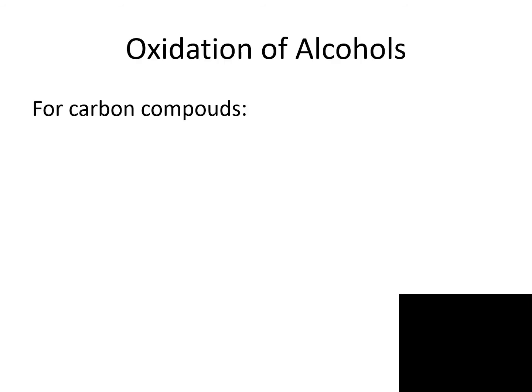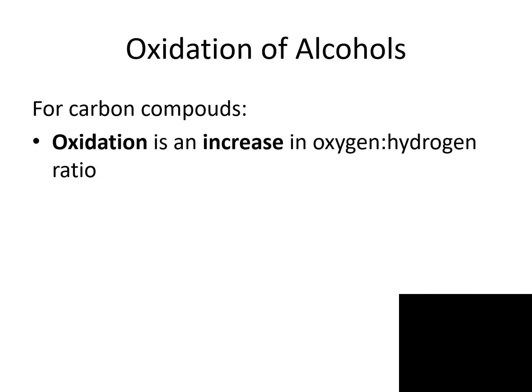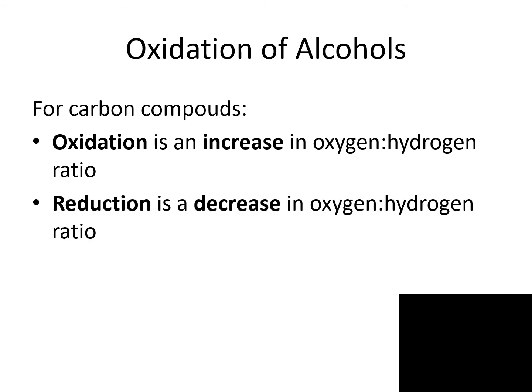Okay. So, oxidation of alcohols then. This is where we start to use our aldehydes and ketones. So, we need to know that the oxidation is an increase in the oxygen to hydrogen ratio, and that a reduction is a decrease in the oxygen to hydrogen ratio. So when you oxidize something, you're increasing this ratio, okay? Whereas if you're reducing it, you're decreasing it.